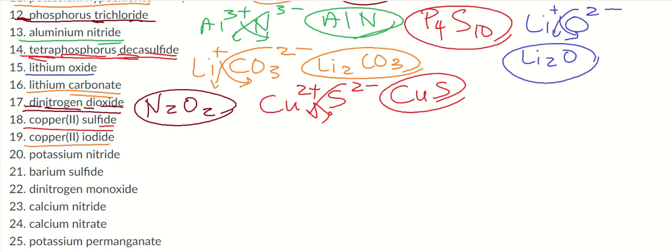All right, copper 2 iodide. That's very similar. Copper 2 positive charge. Iodine is a halogen. It's a 1 negative charge. Crisscross these. There's your answer.